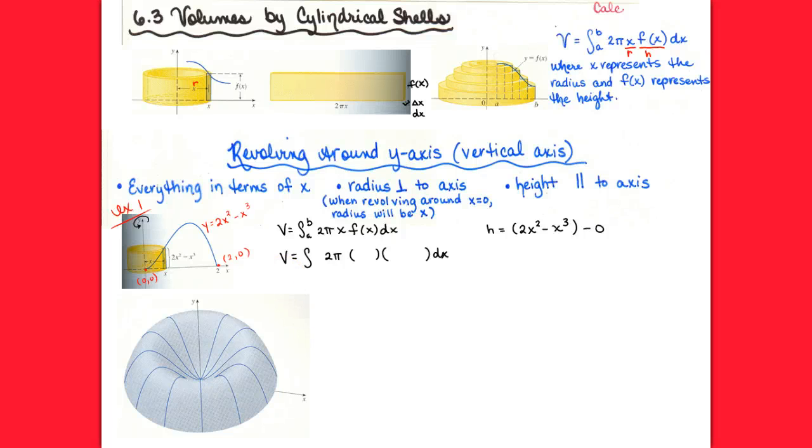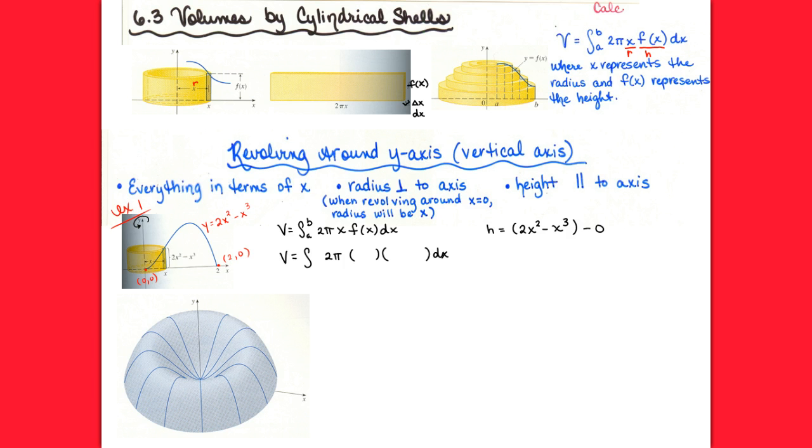Page 389, section 6.3 is volume by cylindrical shells. Remember we said that there are two different methods for finding the volume of one of these figures. The method of 6.2 is what AP requires. So, okay, then why are we learning a second method for this? Why are we learning section 6.3 if AP doesn't require us to do it?